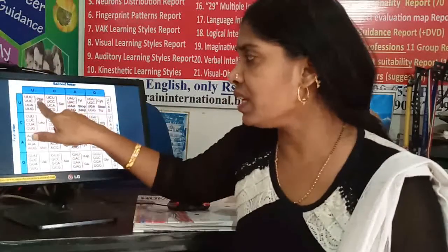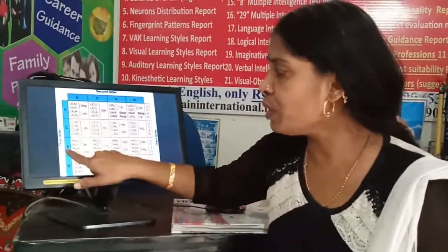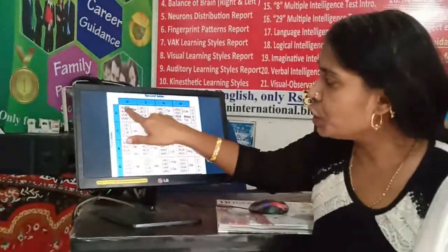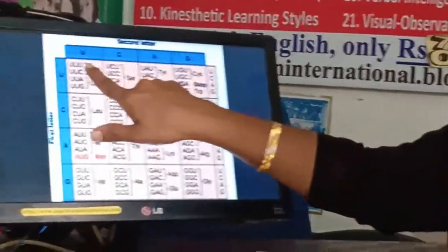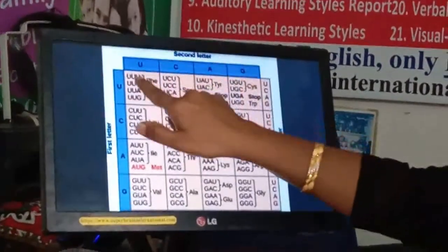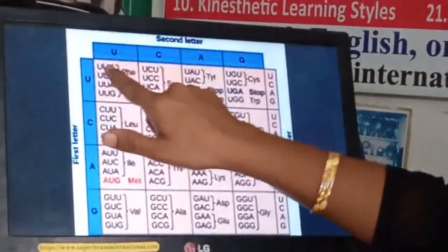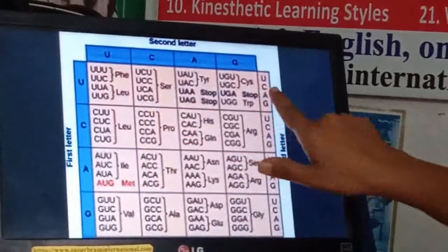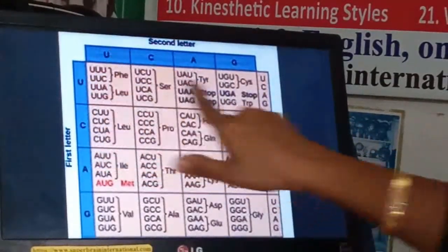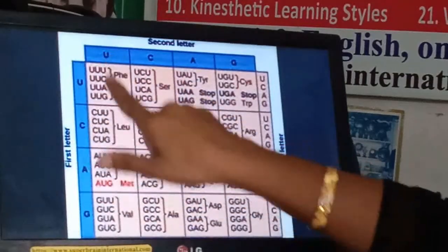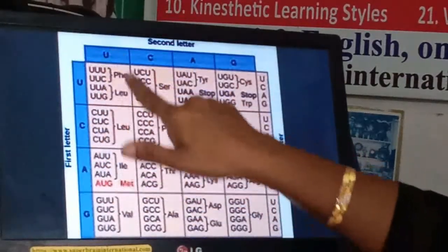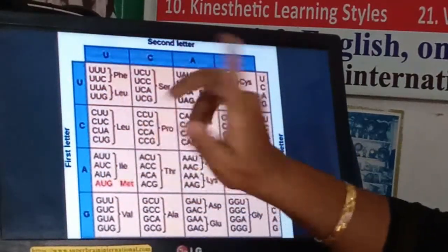So the same will be done here. This will be the first letter U, then the second letter from here, and the third letter from here. So in this box, the first U, and this U, then C, then A, then G. So we got four triplet codons here.